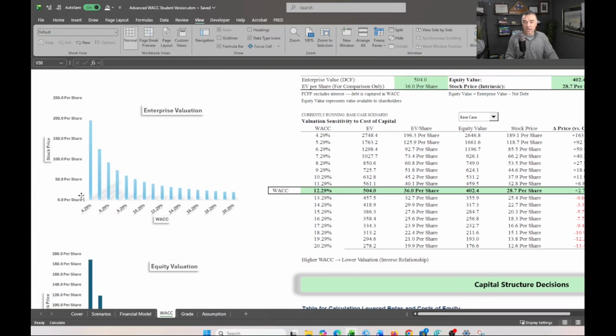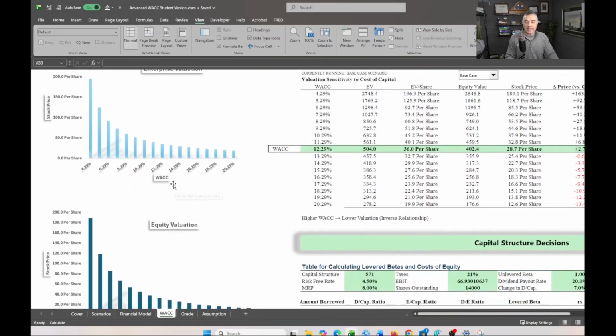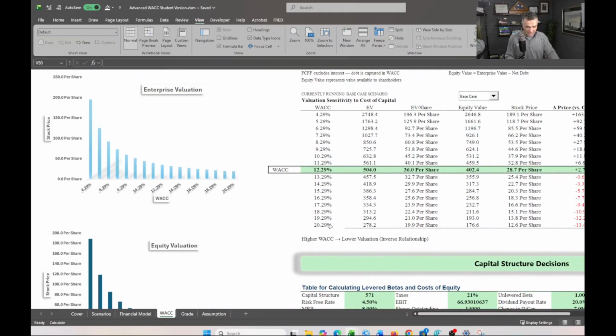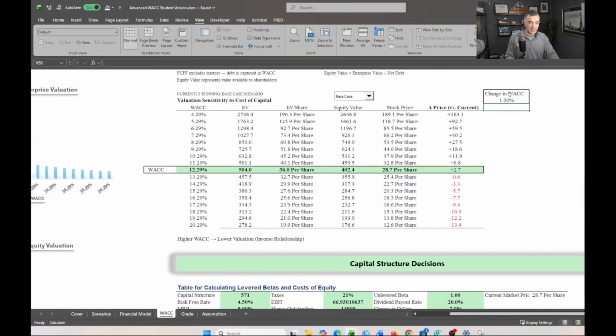This is price per share, and then that's the WACC. Look at the enterprise and the equity value. Look how, once the cost goes up, the valuation just collapses. So you can see how WACC is very important. It's kind of unrealistic to have a WACC that high. It could happen if a company gets very risky.